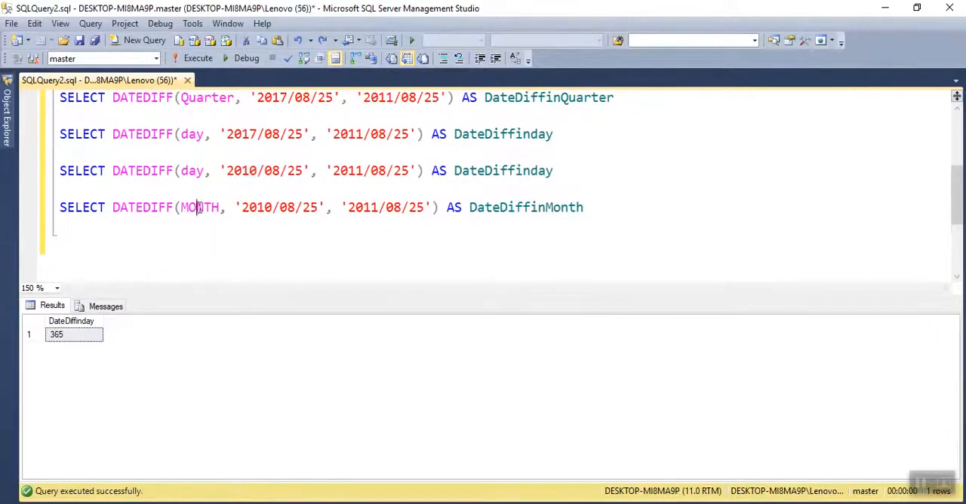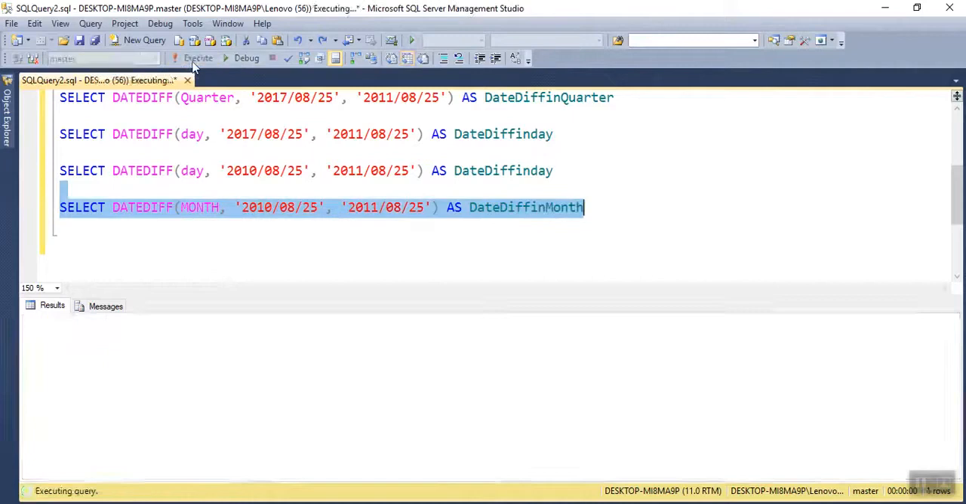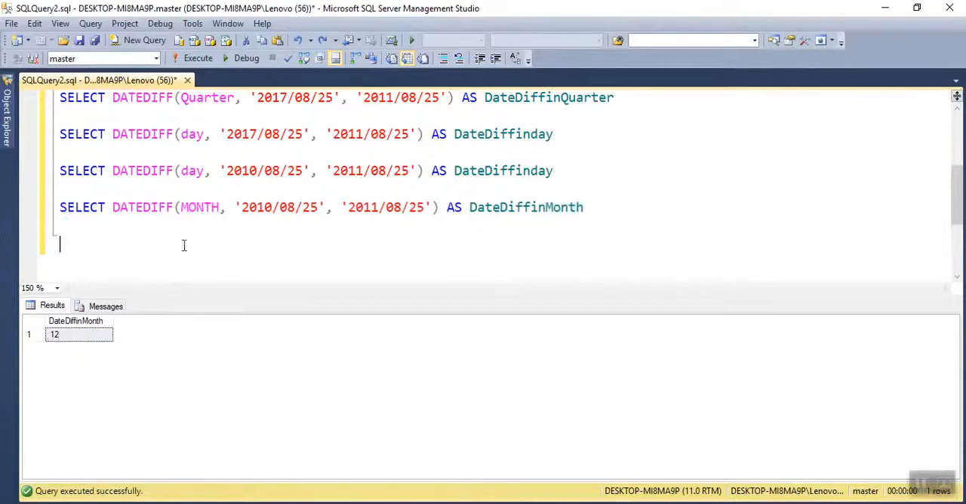The same goes here. I want to see months, but I need to see the difference in a positive manner. So here I am providing date1, which is less than date2. If I run this function, I get the date difference in months, but in positive form.